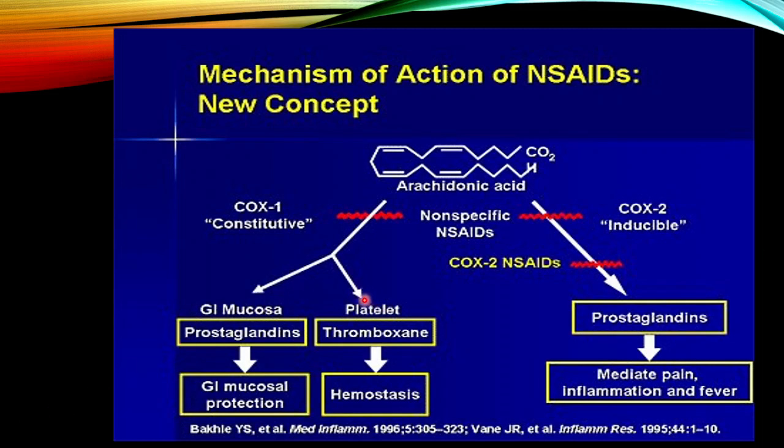The picture shows that if COX-2 is inhibited, then the anti-inflammatory effect occurs: inflammation and fever do not occur, and there is an analgesic effect. And here, hemostasis relates to the bleeding, and GI mucosal protection relates to the GI bleeding, if COX-1 is blocked. So this is the mechanism of NSAIDs.